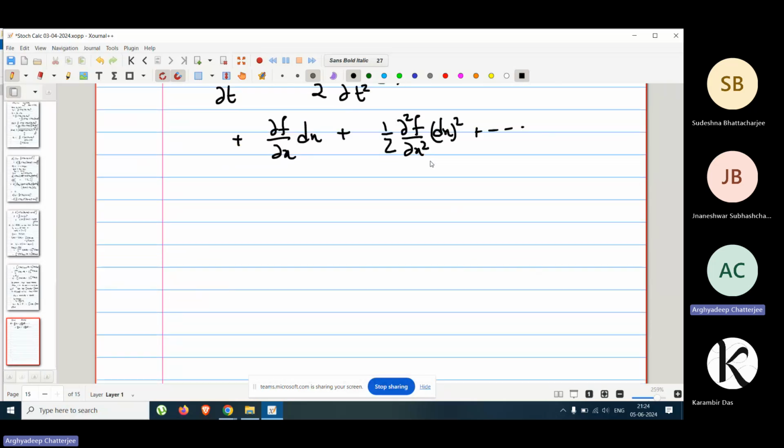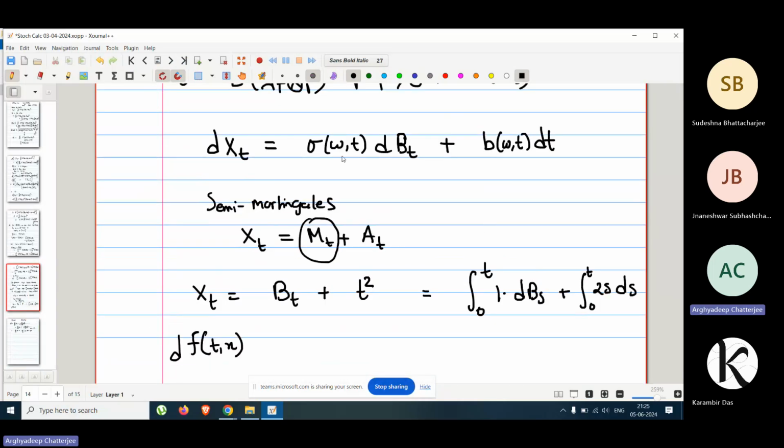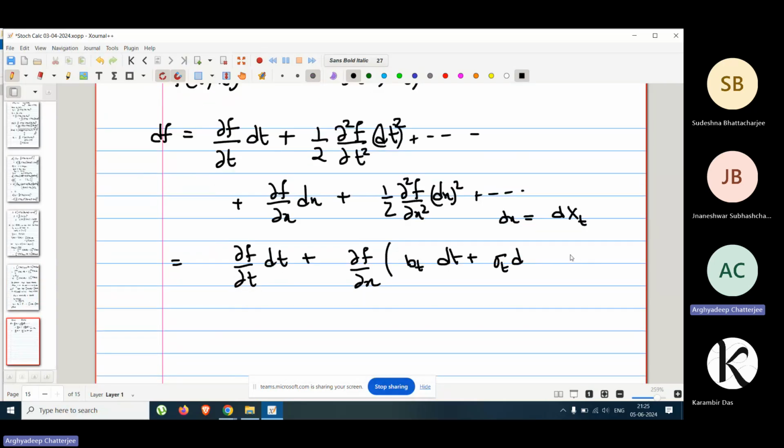Okay, let me just write this now. If we simplify this a little, we get del f del t dt plus del f del x times mu t dt plus sigma t. So we want to replace dx by dxt. Recall the form of dxt: dxt is sigma t dbt plus mu t dt. So we want to replace dx by dxt.